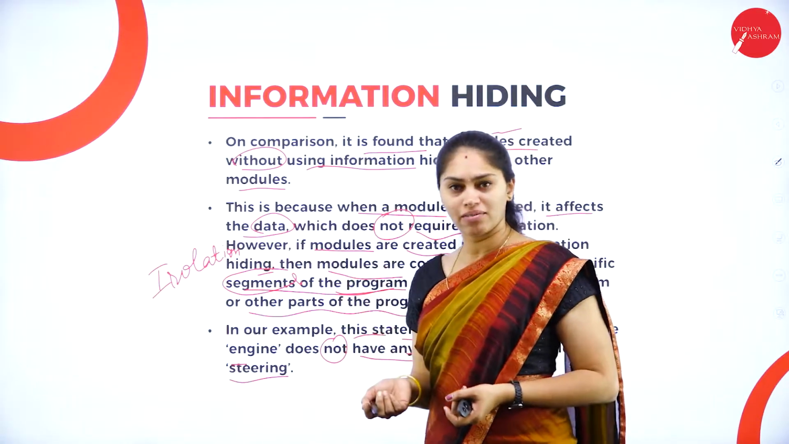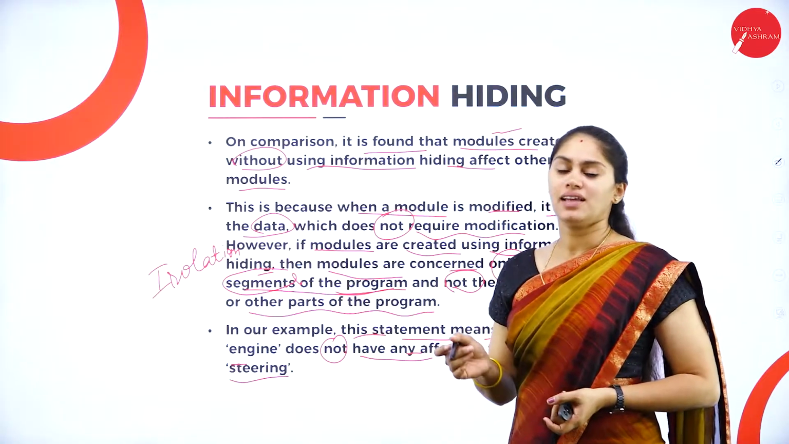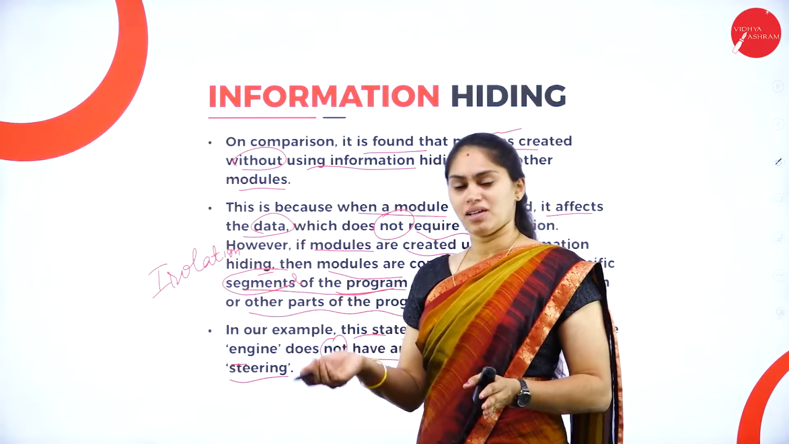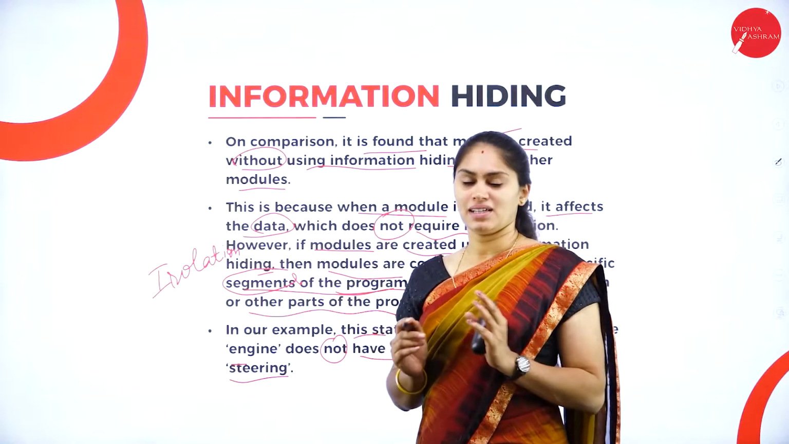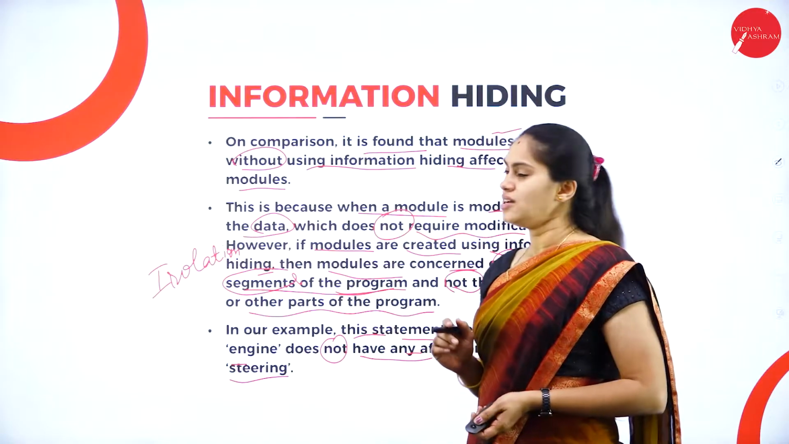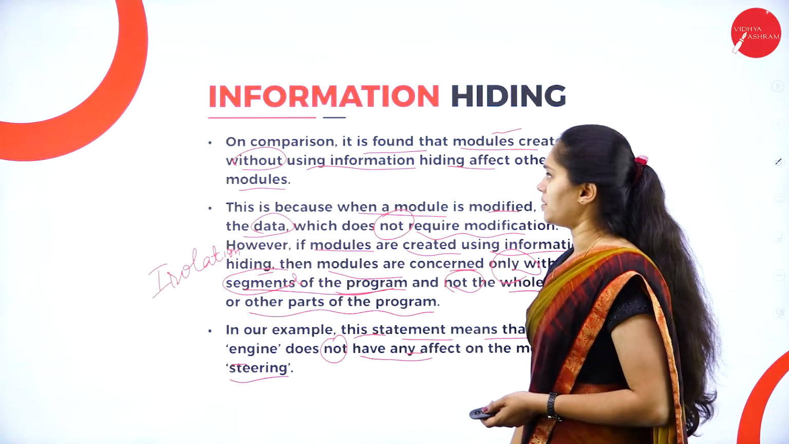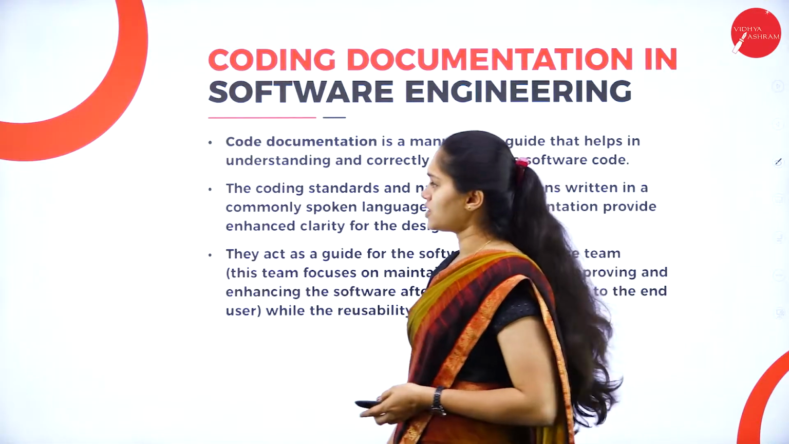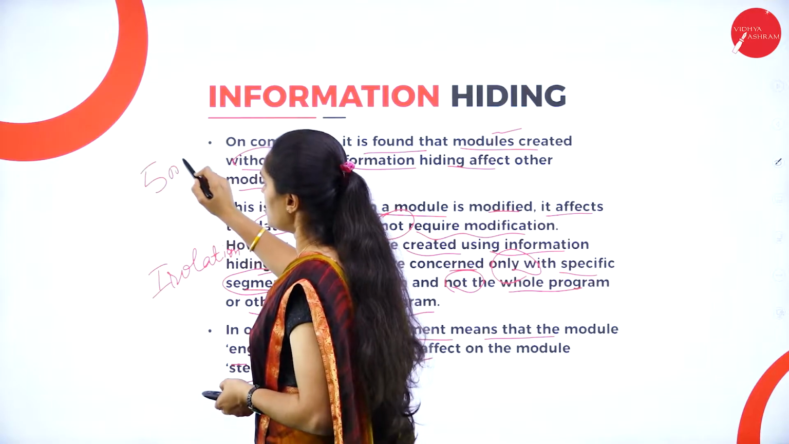But when we don't have information hiding, then some changes you make to the final part may affect the middle part or the front part of a car. So that is one example. All these are related to information hiding, and it's also a very important question for 5 marks.